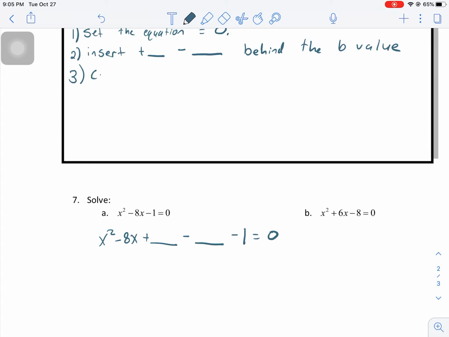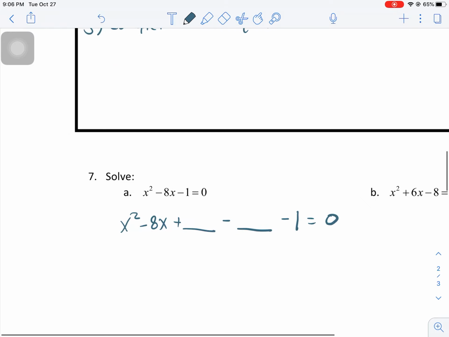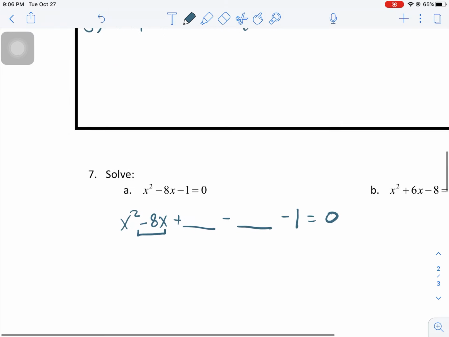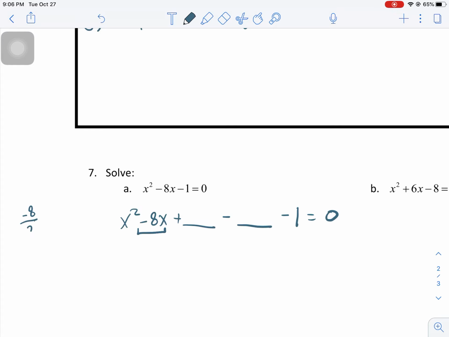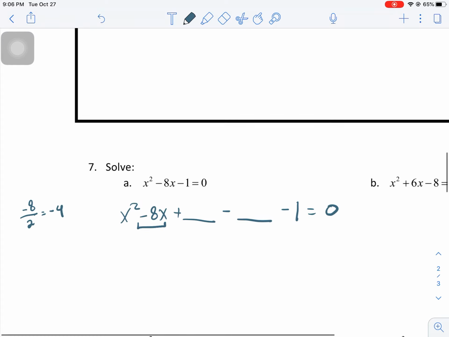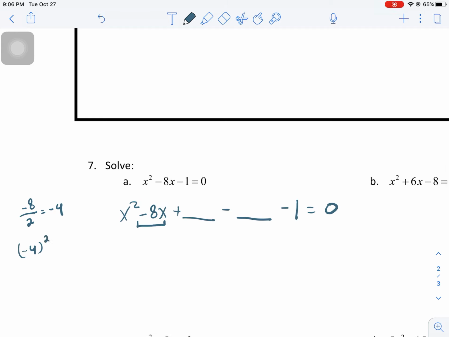Okay, step 3 is where we're going to complete the square. So complete the square and fill in the blanks. So we created some blanks, now we're going to fill them in. So by completing the square, I'm talking about completing it with this b value right here. So we're going to take negative 8, we're going to divide it by 2, gives us negative 4. So then we're going to take negative 4 and we're going to square it. That's going to give us positive 16. So in the blanks, now I'm filling in these two blanks with positive 16.